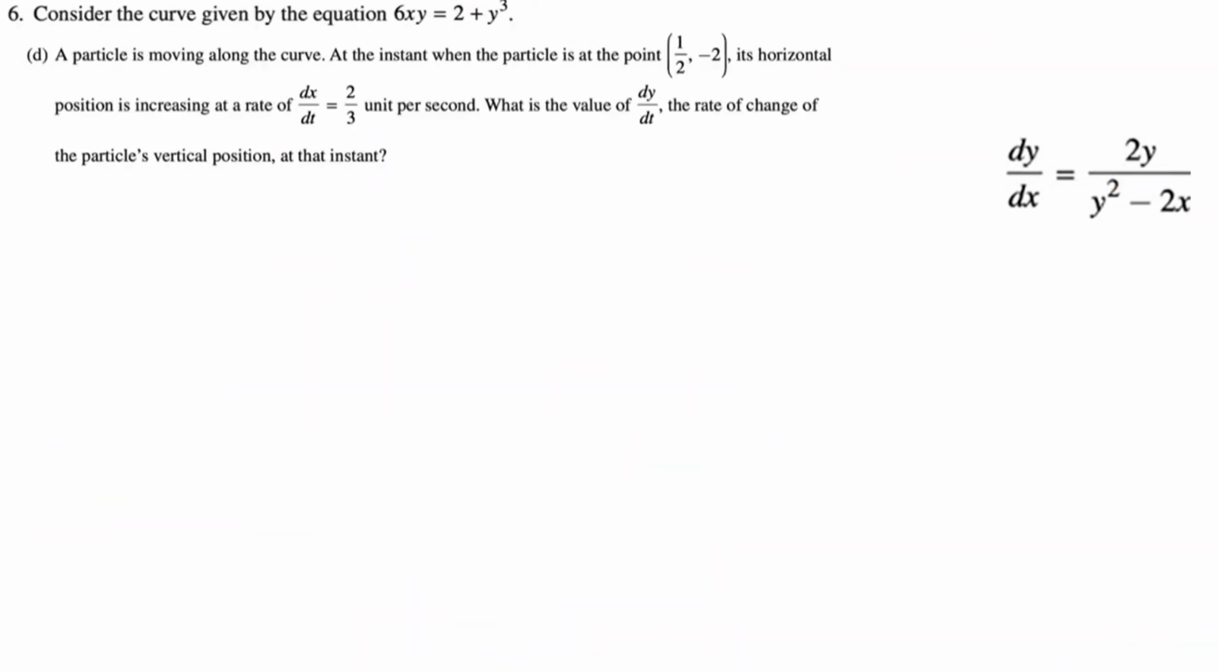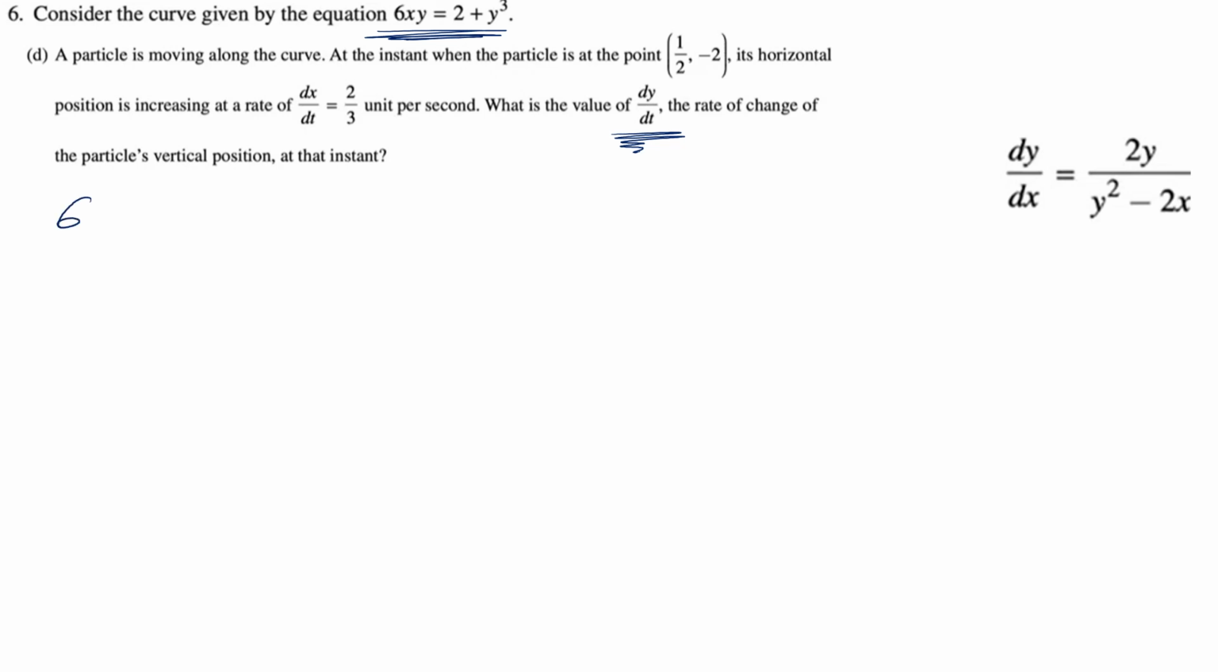Now the last part, part D: a particle is moving along the curve. At the instant when the particle is at the point half and -2, its horizontal position is increasing at a rate of dx by dt equals 2/3 unit per second. What is the value of dy by dt, the rate of change of the particle's vertical position at that instant? Now have a look here.